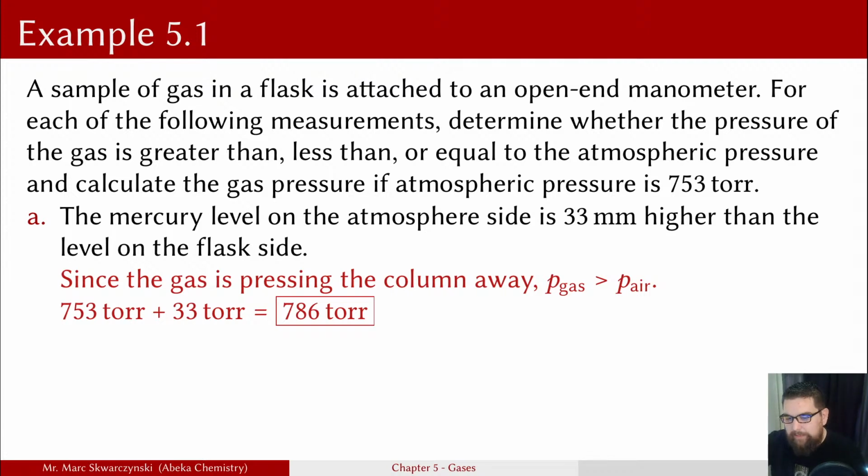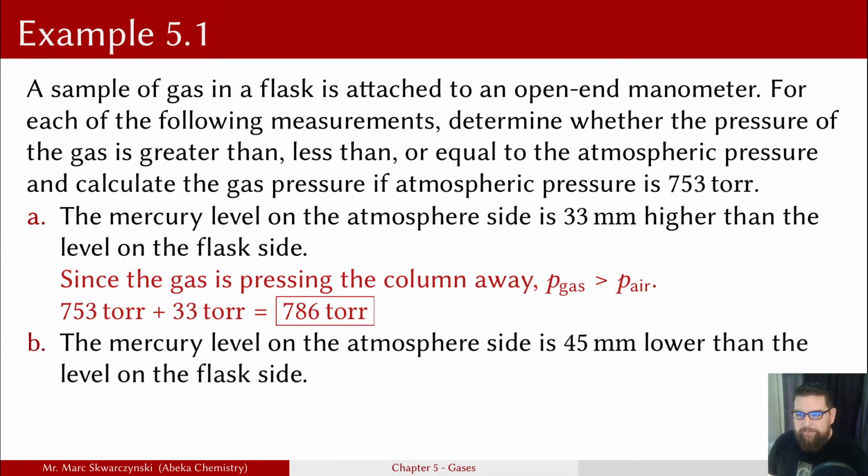Now let's say we have a different sample of gas. Okay, but everything else is the same. Except now the mercury level on the atmosphere side is 45 millimeters lower than the level on the flask side. So now in our drawing, and I'll redraw it over here, the mercury is down. It's down 45 millimeters on this side.